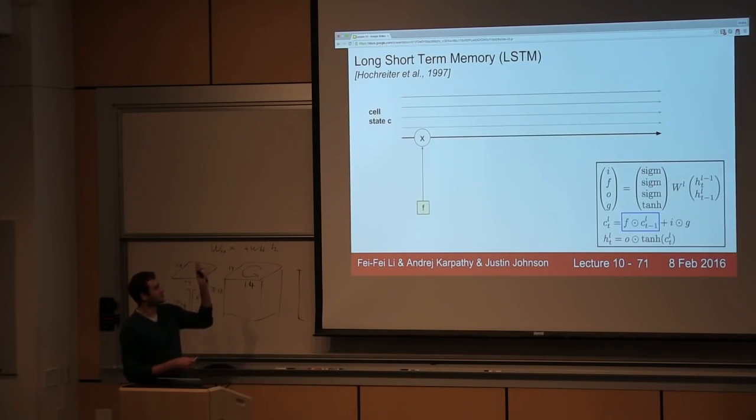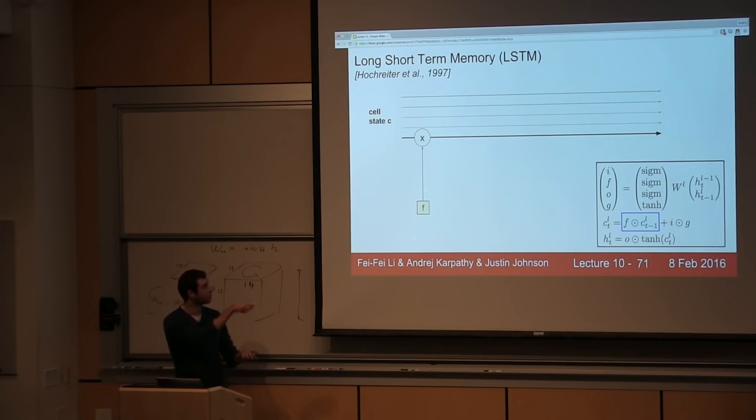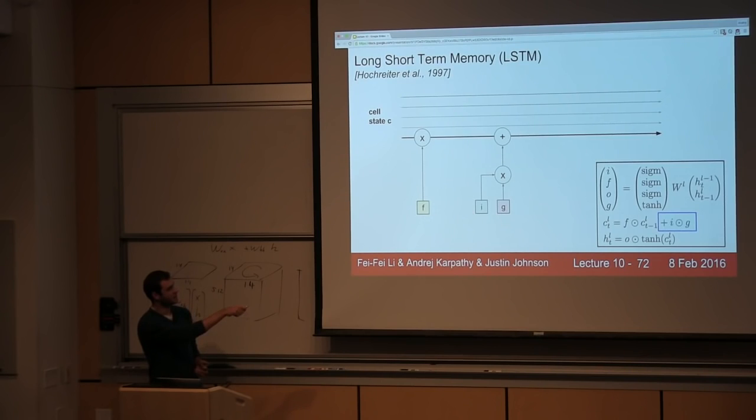So think about this as cells flowing through. The first interaction here is the F dot C. F is an output of a sigmoid. And so F is basically gating your cells with a multiplicative interaction. So if F is 0, you will shut off the cell and reset the counter. This I times G part is basically adding to the cell state.